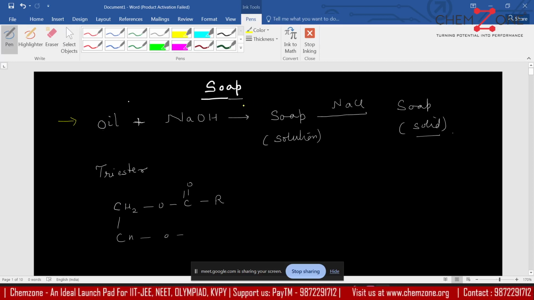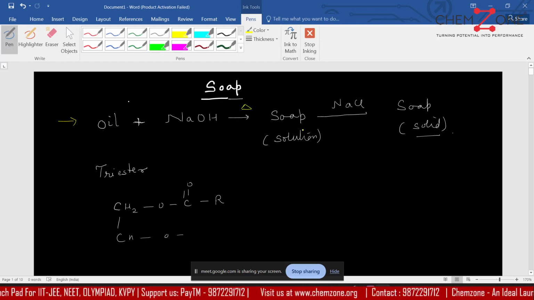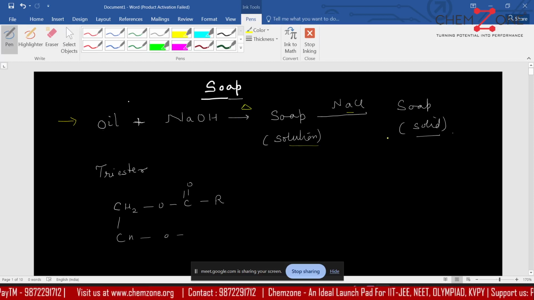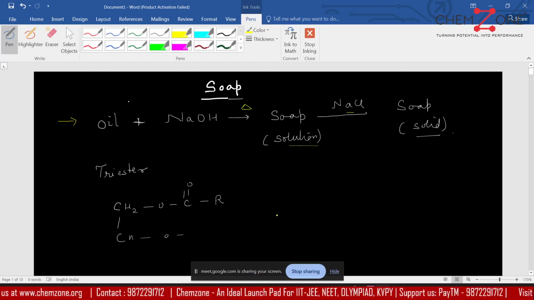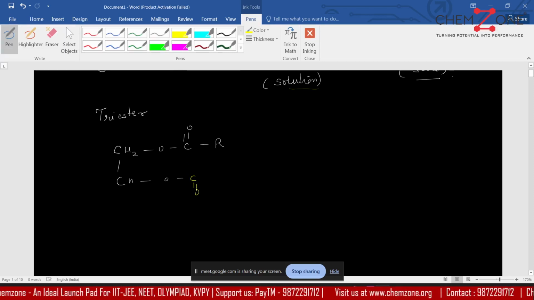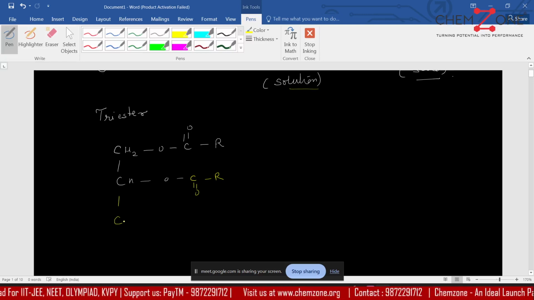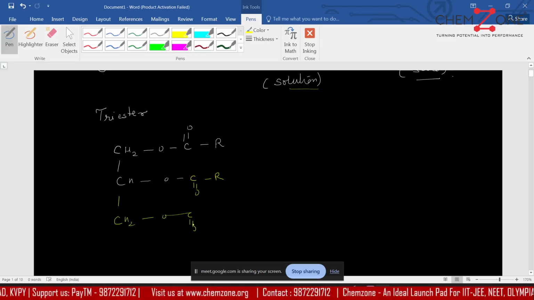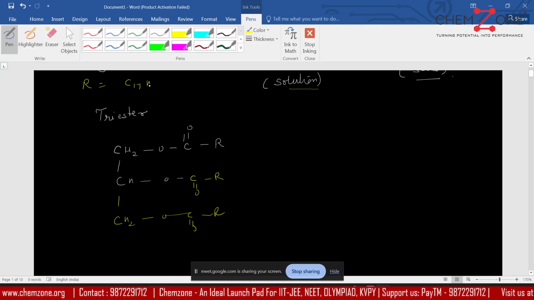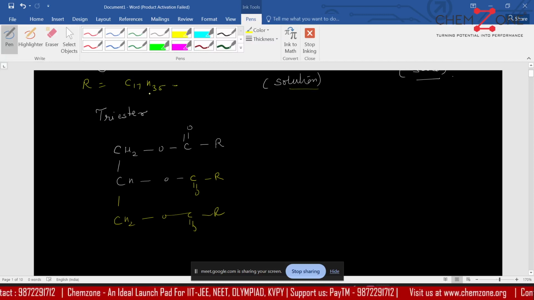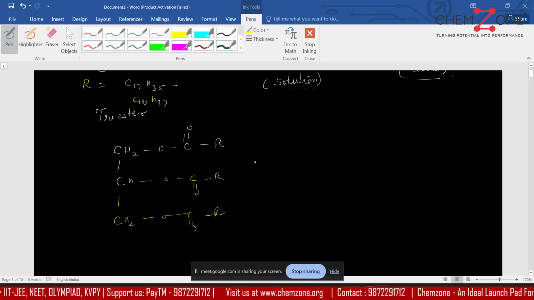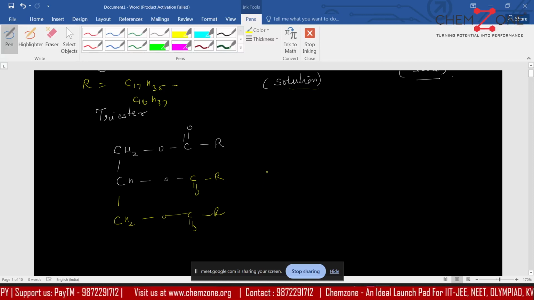We boiled the oil with the sodium hydroxide. We get the soap in the solution form, and then we add sodium chloride, and we get the soap as a solid. What is the chemistry behind this? The oil contains triesters. This is the triester where R is a long chain carbon atom. Let it be C17H35, or it can be C18H37. Basically R is a long chain here.